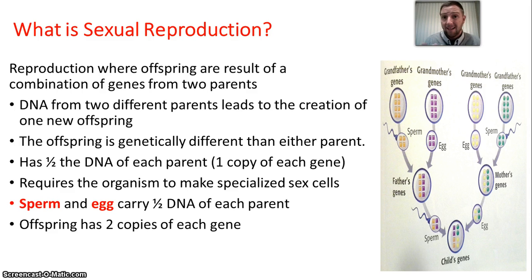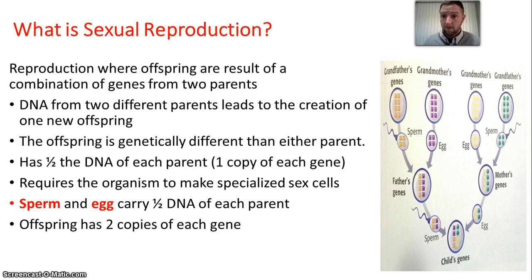And that's what sperm and eggs are. Sperm carry half of your dad's DNA, and an egg carries half of your mom's DNA. When they fertilize each other, you get a new offspring. That offspring, once again, has two copies of each gene, just like the dad did, just like the mom did. That offspring, that child, got half of its DNA from its dad, half of its DNA from its mom. Now that offspring is different than either parent. It has some traits from mom, some traits from dad, but is not a clone of either one of them.